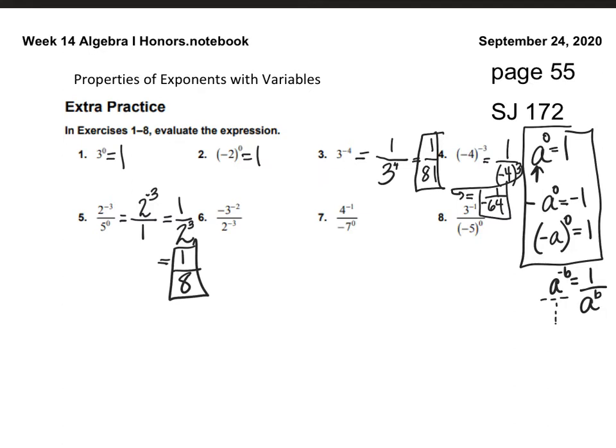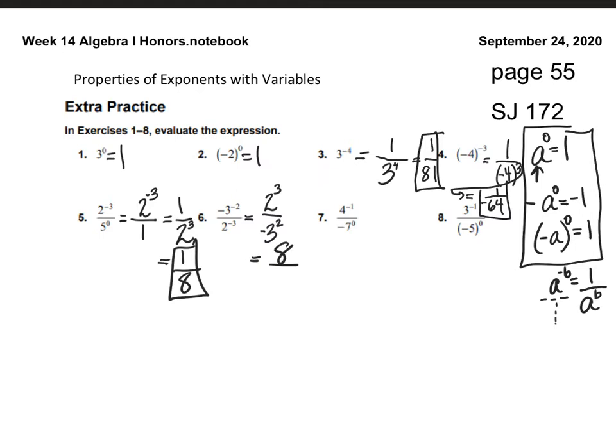Number 6 is a little tricky. Let's make our exponents positive first. Okay, how do I do that? I have a base in the numerator that has a negative exponent, and I have a base in the denominator that has a negative exponent. Well, you move both of them. First, I'm going to move the negative 3 base, or the opposite of 3 base, to the denominator, and make that a positive 2 exponent. I'm going to move the base of 2 to the numerator and make that a positive 3. And now, 2 to the third power. 2 times 2 is 4, times 2 is 8.